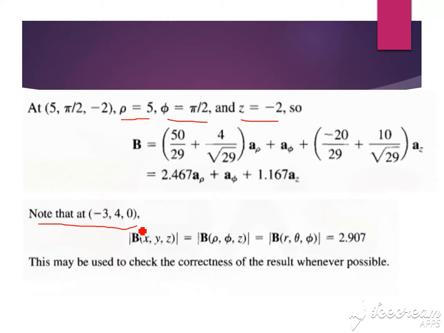Note that at the given point all the vectors have equal magnitude, as we already discussed. This may be used to check the correctness of the result whenever possible. In the next video we start with the concept of gradient, divergence and curl, with some shortcuts.